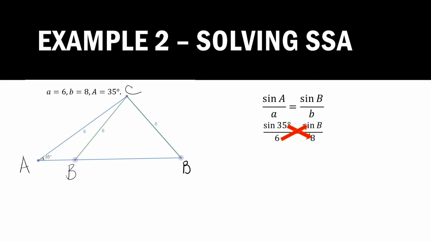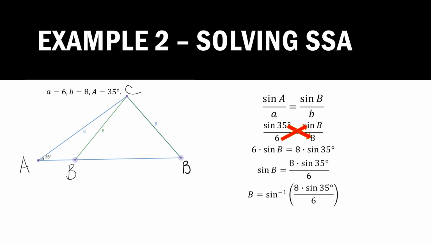We cross multiply. We have 6 times the sine of B equals 8 times the sine of 35. When we divide both sides by 6, we get the sine of angle B is 8 times the sine of 35 divided by 6. So to find B, we use the inverse sine. That gives us a value where B is approximately 49.9 degrees.